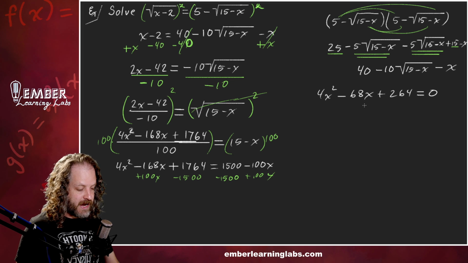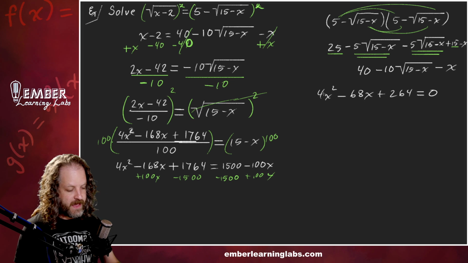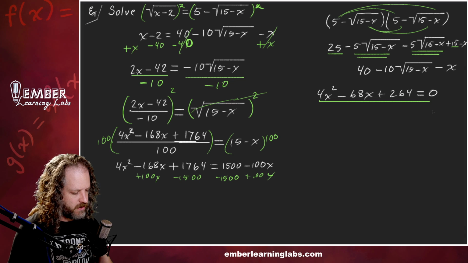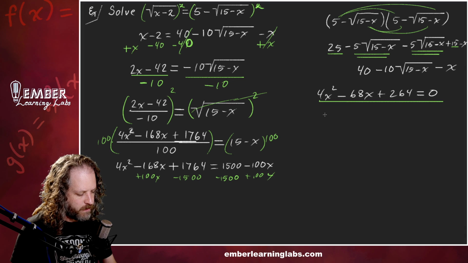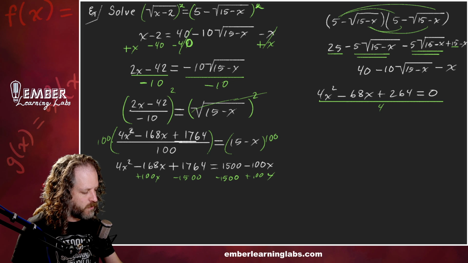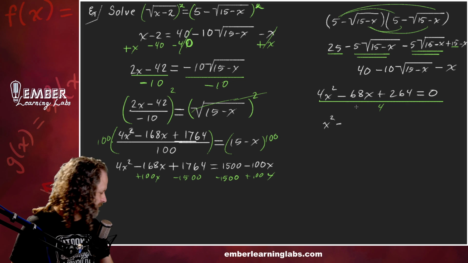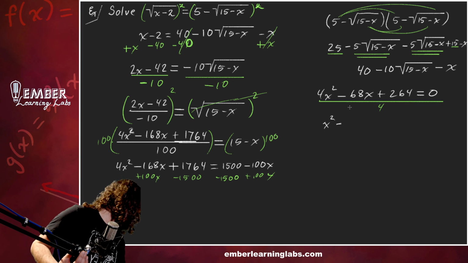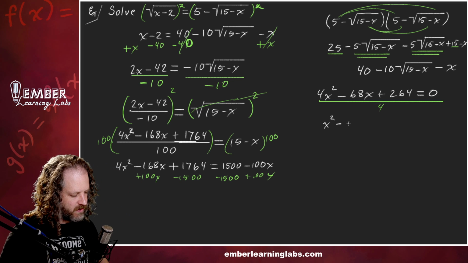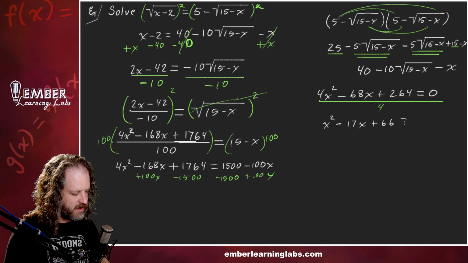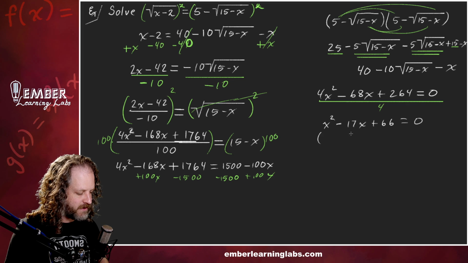They're definitely divisible by 2. They are, in fact, divisible by 4. You can take my word for it, or you can check it on your own calculator. But we end up with, we divide everything by 4. We end up with x squared minus 17x plus 66 equals 0. And then we can factor the thing.